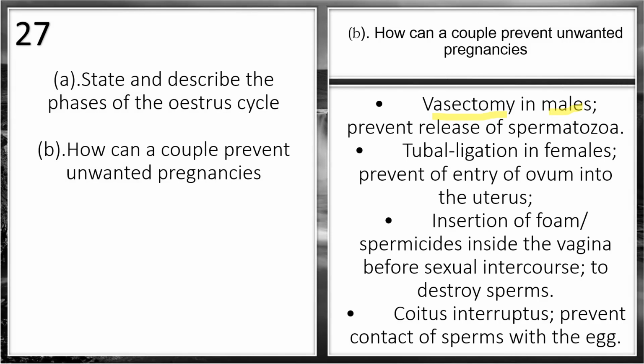Vasectomy in males prevents the release of spermatozoa. Tubal ligation in females prevents the entry of the ovum into the uterus. Insertion of foam or spermicide inside the vagina before sexual intercourse destroys the sperms. Coitus interruptus prevents the sperms from coming into contact with the eggs.